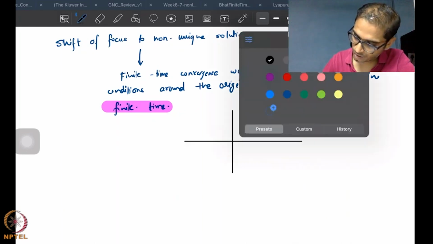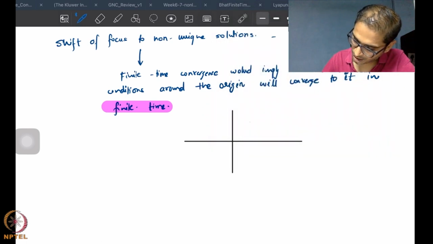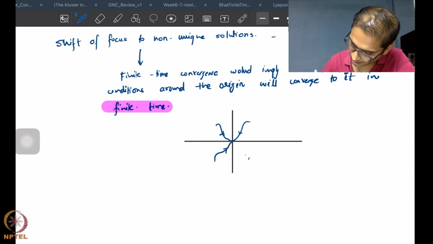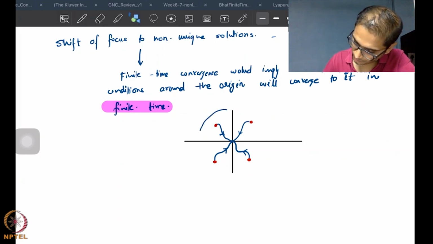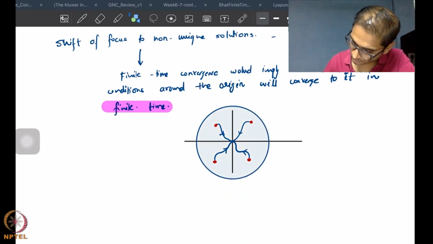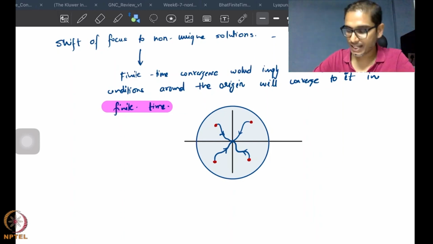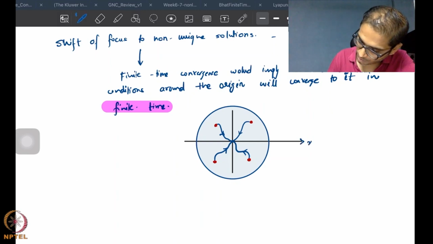On this phase plane, I may have many different initial conditions. All these different initial conditions, starting from some neighborhood of the origin, actually converge to the origin in finite time. So this is a phase plane portrait. I hope you understand that this is a phase plane portrait.